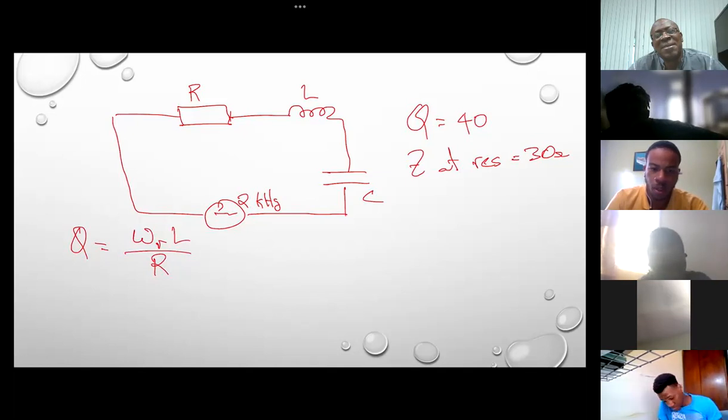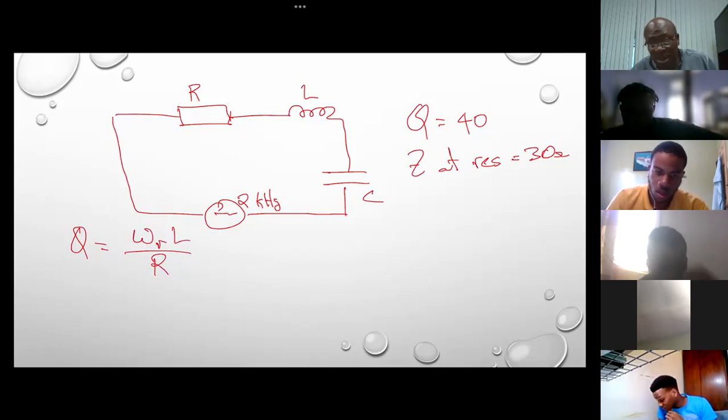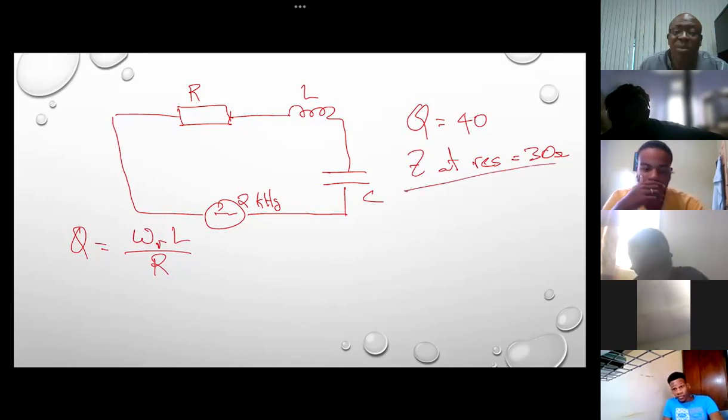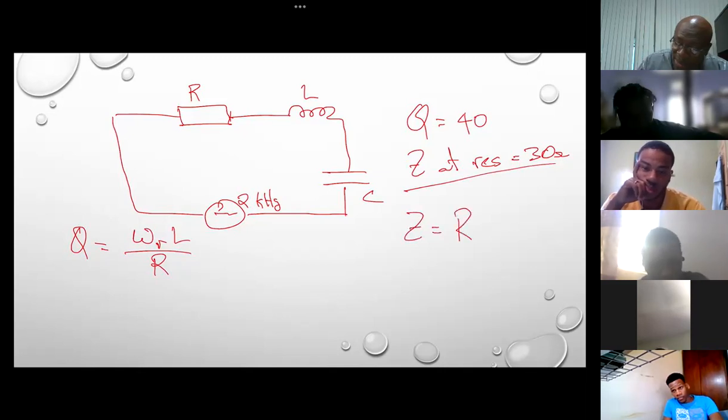Wouldn't the R be equal to 30 ohms because at resonance? Absolutely. I just want you guys to think a little. It's not that hard. Good. So because at resonance, Z is equal to R, it means that Z equals R, which is equal to 30. So we have the value for R.